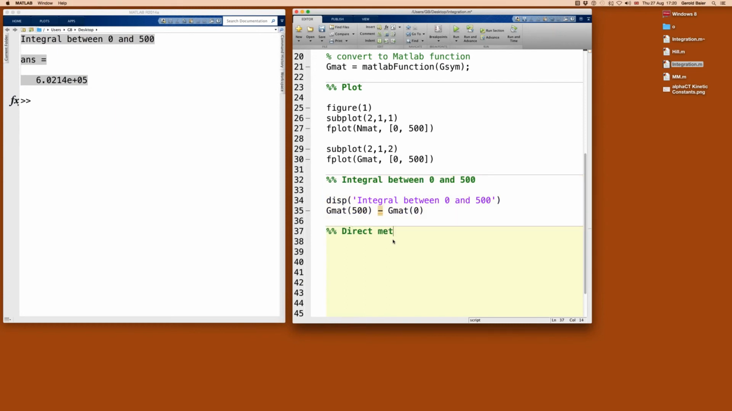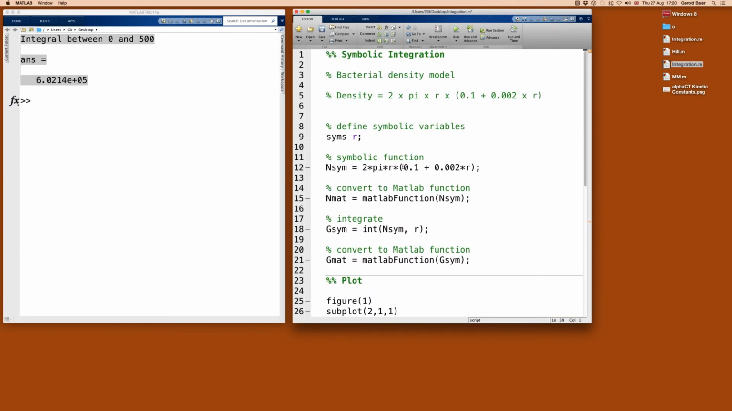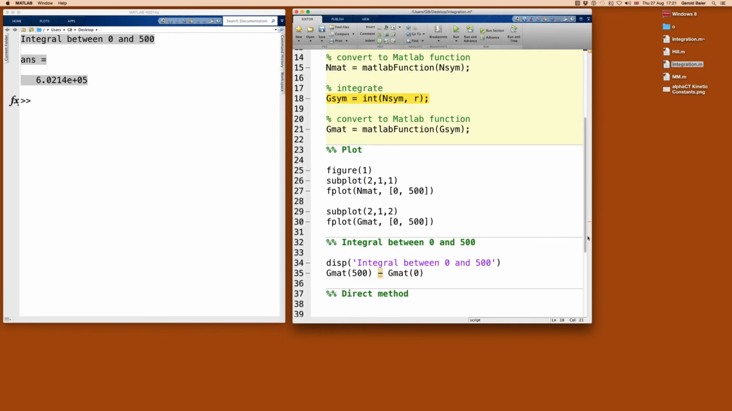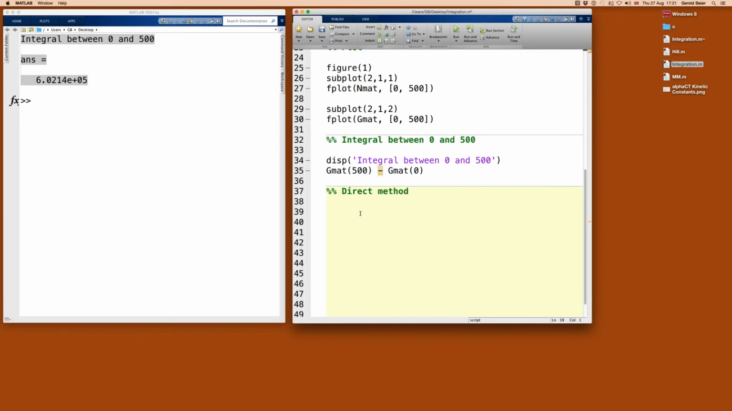Okay, there is a second method, which I'm going to call the direct method. Recall that we had nsim as our original algebraic function. Well, actually, when we want to integrate that, we can give more arguments to this int function. What arguments can you choose? Okay, so if we try integrating it again, int nsim, we want to integrate with respect to r again, and now if we give it the limits 0 and 500, we should get the same answer.